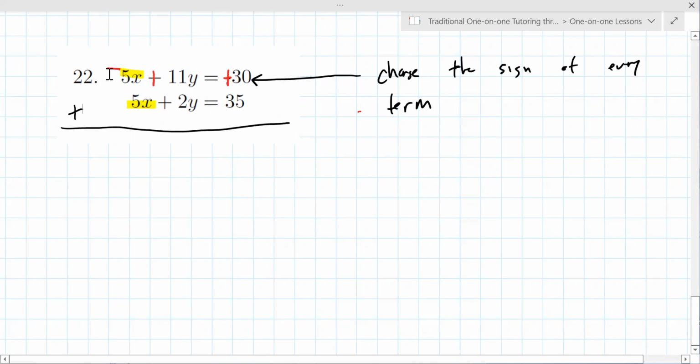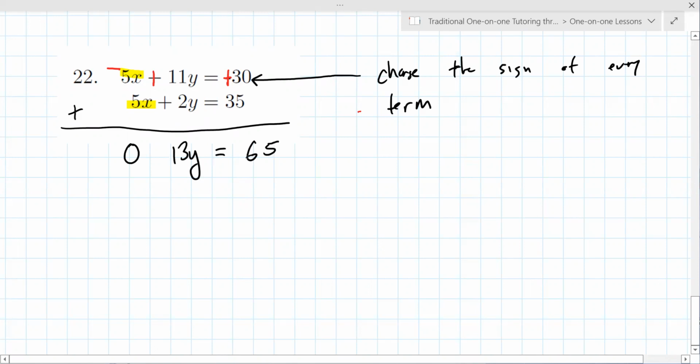So again, I ask you, what is -5x plus 5x? That's gonna be 0. That's right. How about plus 11y plus 2y? 13y. Then what is 30 plus 35? 65. Okay.